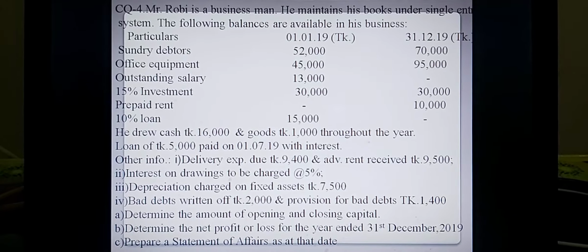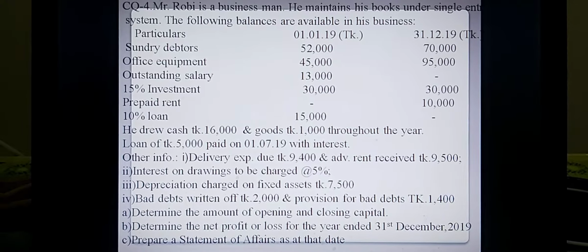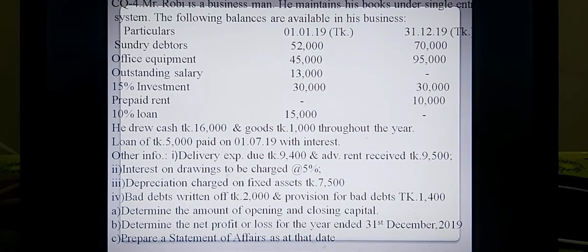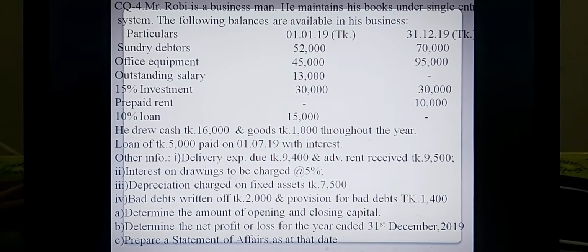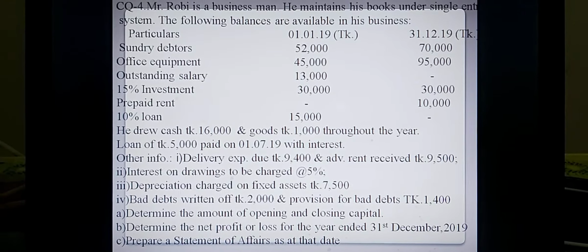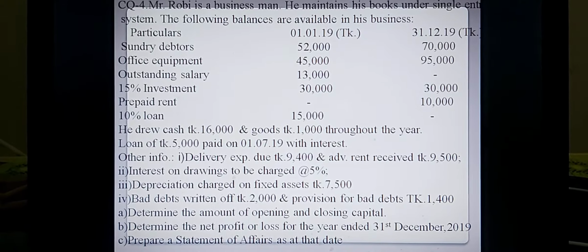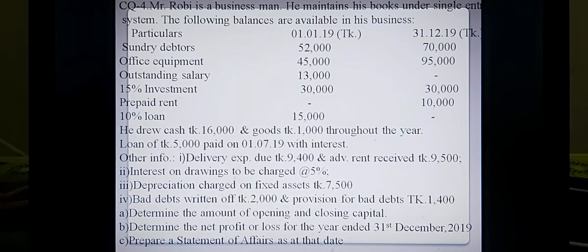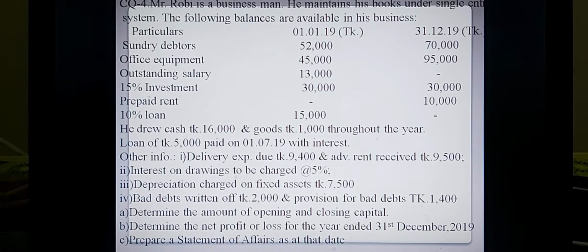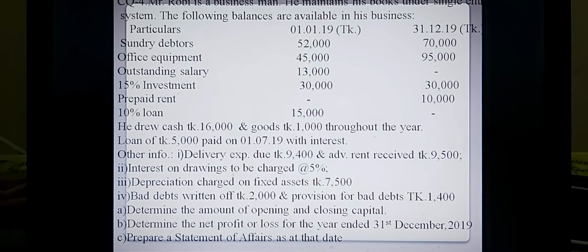Other information: delivery expenses due taka 9,400 and advance rent receipt taka 9,500. Second, interest on drawings to be charged at the rate of 5%. Number 3, depreciation charged on fixed asset taka 7,500. Number 4, bad debt written off taka 2,000 and provision for bad debt taka 1,400.